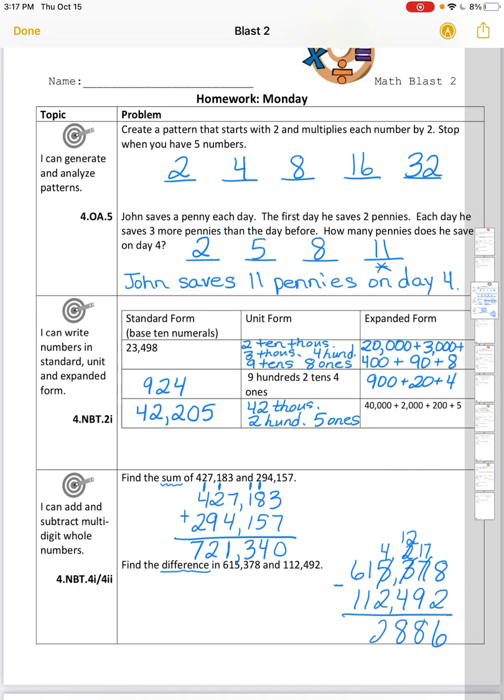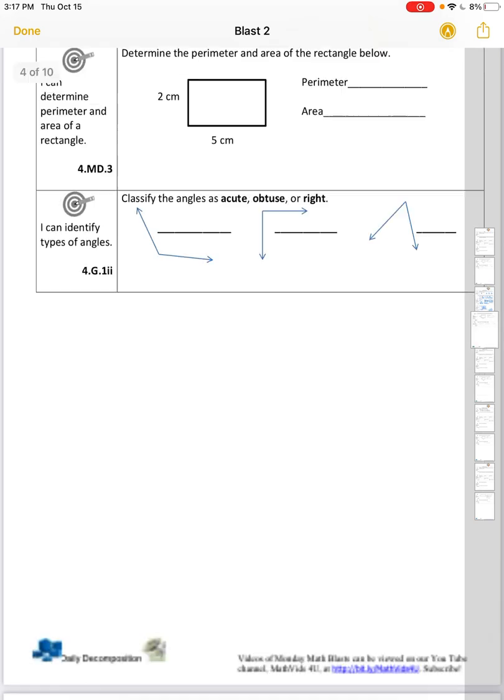In my thousands, I have 4 minus 2. In my 10,000s, 1 minus 1 is 0. And in my 100,000s, 6 minus 1 is 5. So the difference is 502,886 on the back side.